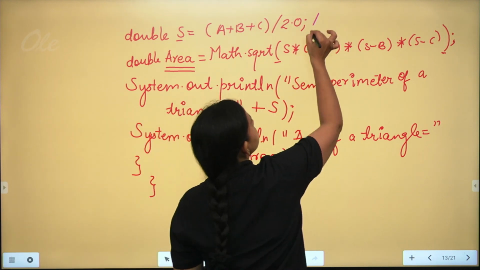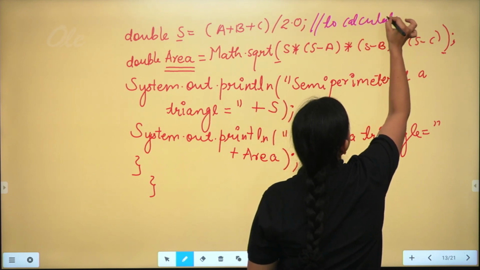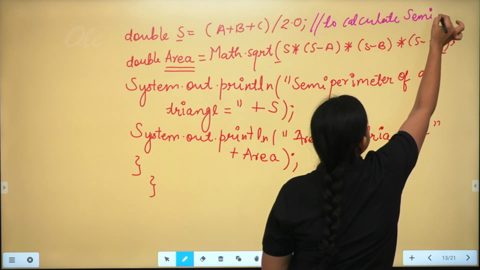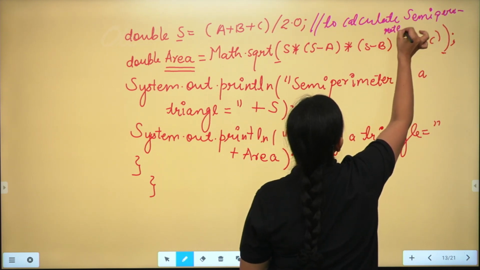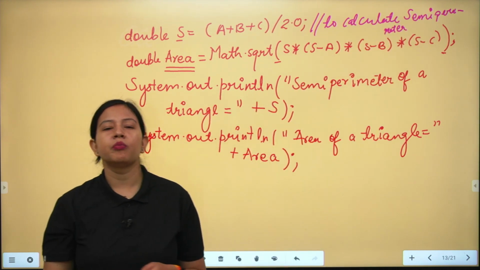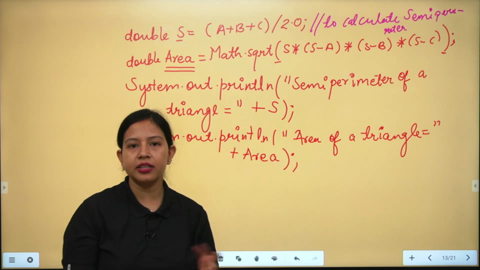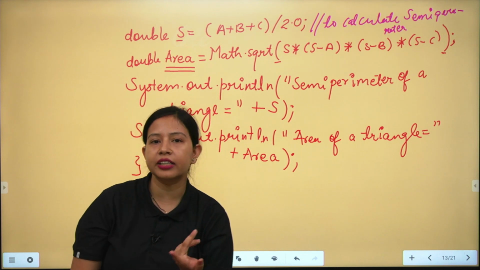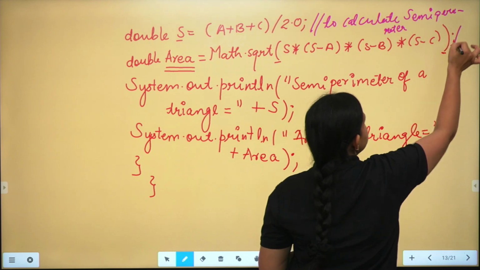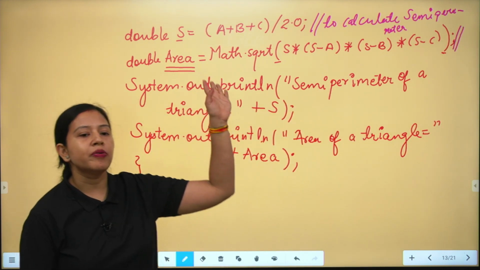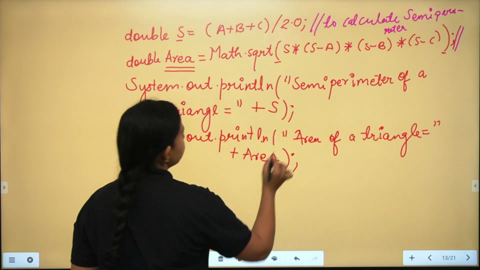Next, to calculate semi-perimeter. Why are we saying semi-perimeter? Although it is not a computer concept, still I am asking because it is divided by 2. What is perimeter? The sum of all sides is called perimeter. Because we are using divide by 2, that is why it is called semi-perimeter. And in this, which method are we using? To find the square root, we are using the Math.sqrt function over here. So you can write down this code over here.